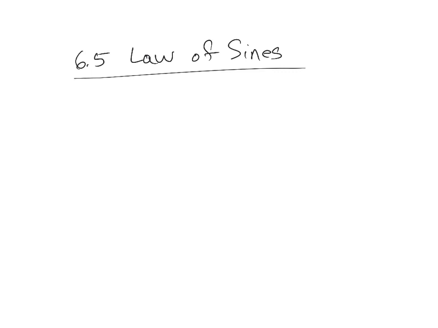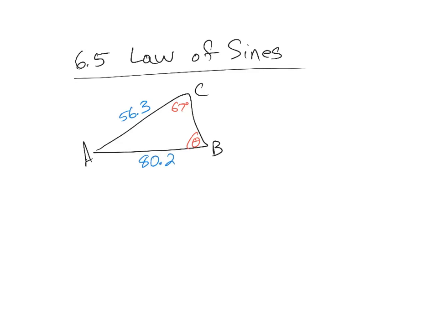Yeah, it's pretty simple. So let me put a triangle up here for an example, because it really is not going to take very long. So this is A, C, and B. We have 67 degrees. We have theta. We have 56.3 for the sides and 80.2 for this other side.